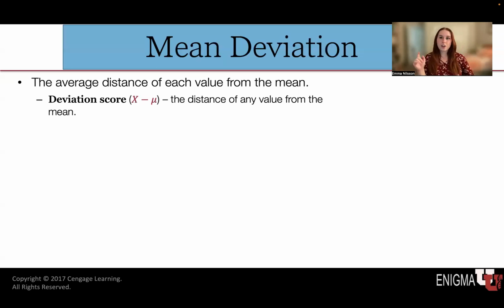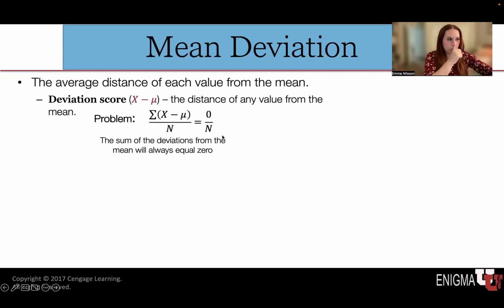Okay, but before we can talk about standard deviation, we need to talk about where it comes from, how we got to standard deviation. So first we have to talk about the mean deviation. Mean deviation is a little different than standard. It's just the average distance of each value from the mean. So you're going to calculate the deviation score, which is just the distance of any value from the mean. This can describe to us whether scores are clustered closely around the mean or whether they're widely scattered away from the mean, which can be really helpful.